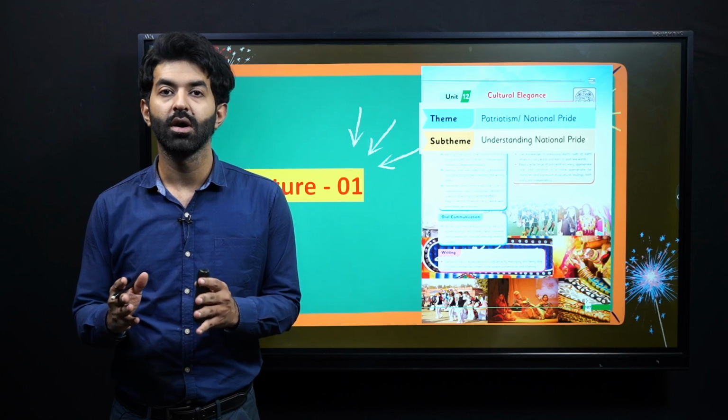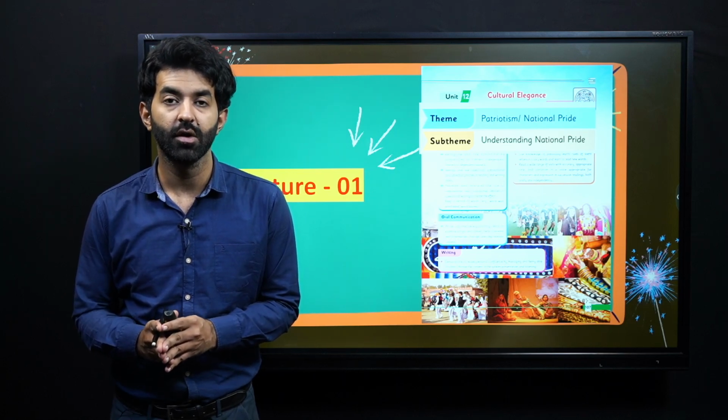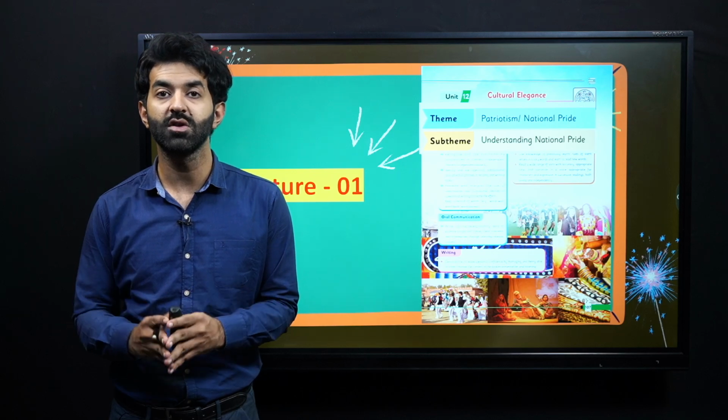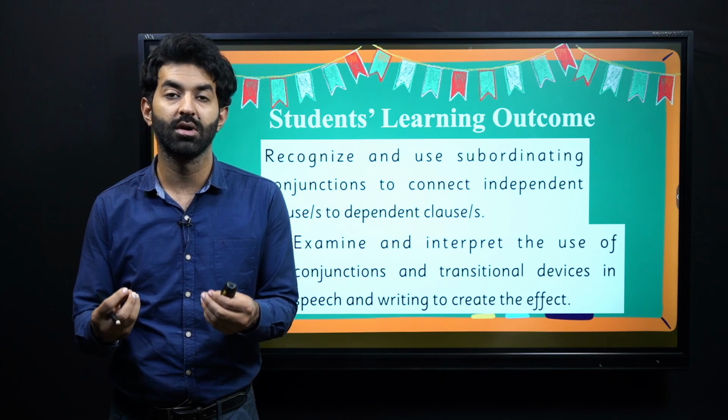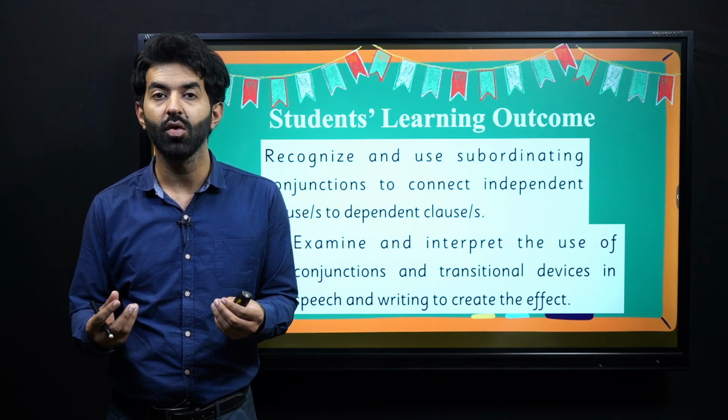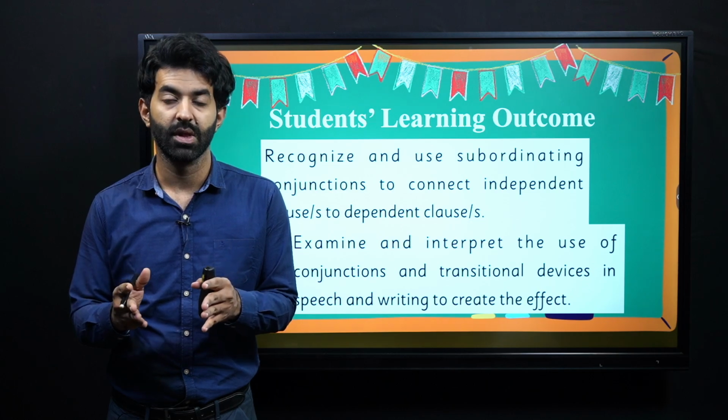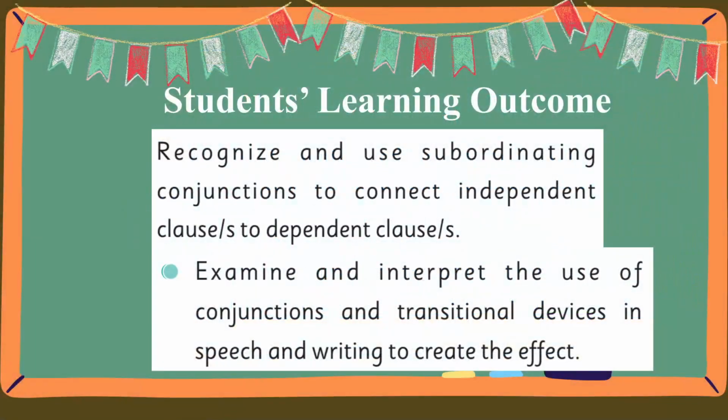Students, for our very first lecture of Unit 12, we are going to cover a student's learning outcome of grammar. And today we are going to talk about the learning outcome, the SLO on conjunctions. So let's see what we have to do today. So we have two SLOs that are on the same topic.